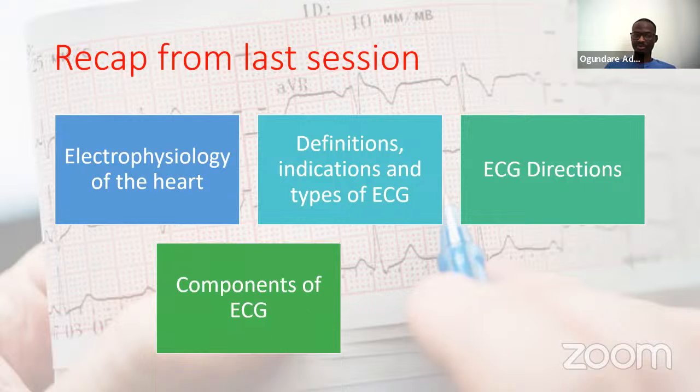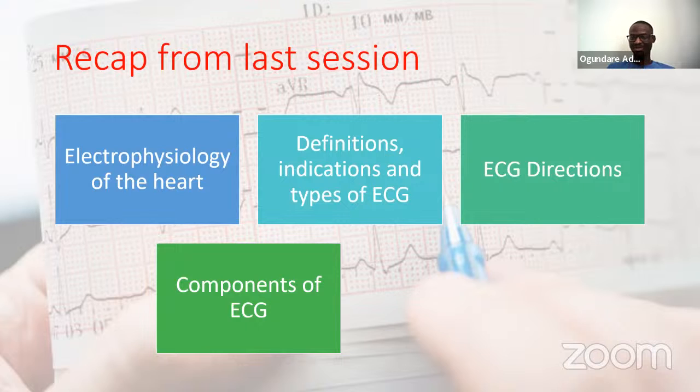So we talked about the components of ECG as well, where we identified the P wave, the QRS complex, the T wave, and the U wave. Okay, and what each of them specifically represents.